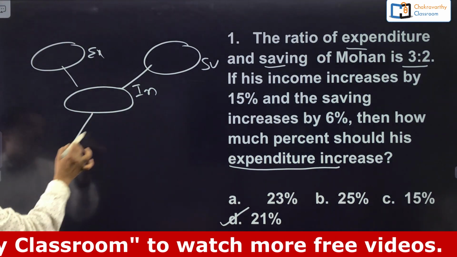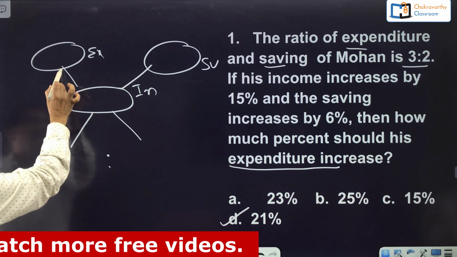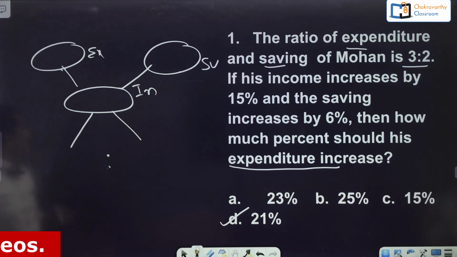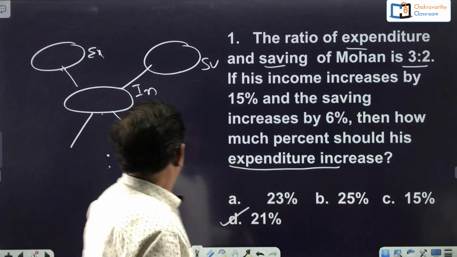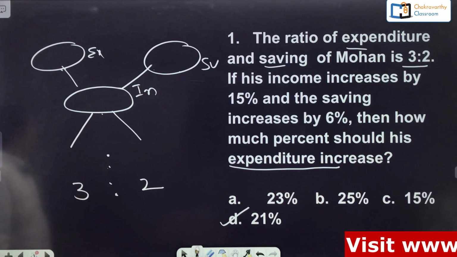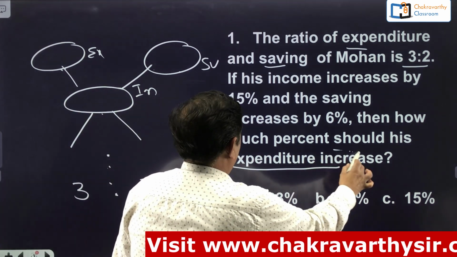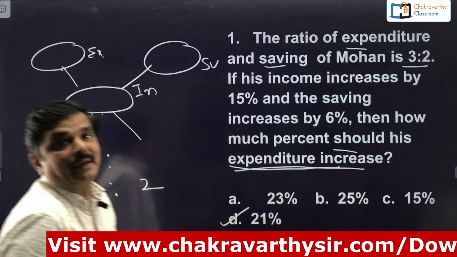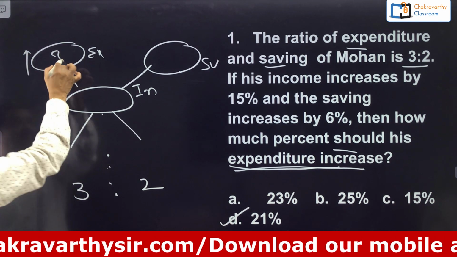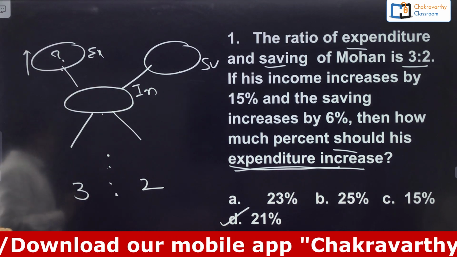Okay, obviously you will get the ratio between income, expenditure and saving. The ratio they have already given is 3:2. I keep this one 3:2. Now what we need to find out finally here is, how much percent should his expenditure increase? That means expenditure increase. This is what I need to find out. First, fill up the values. You can come to this one very easily.